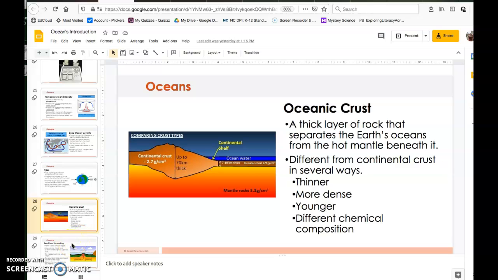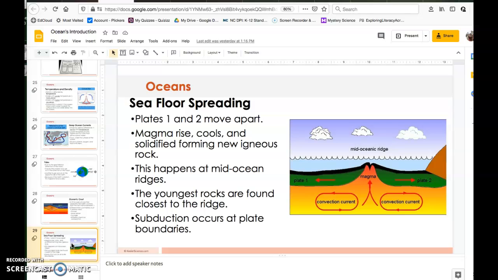Moving on, in the ocean we have this phenomenon happening. It is called sea floor spreading. This is where our two plates in the middle of the ocean are moving apart. This is the divergent boundary. We'll talk about that when we go over tectonic plates in earth and environmental science.